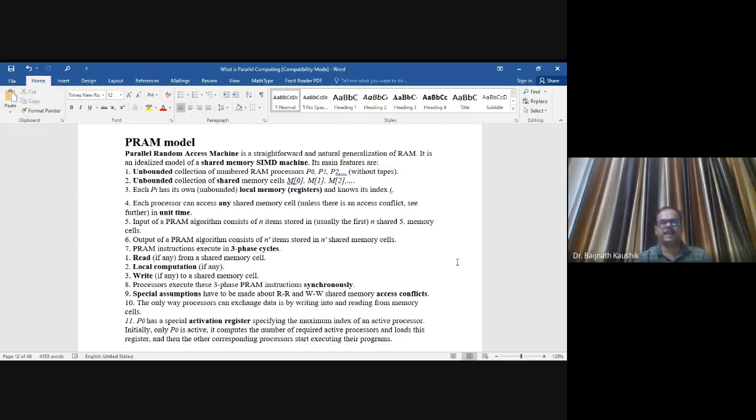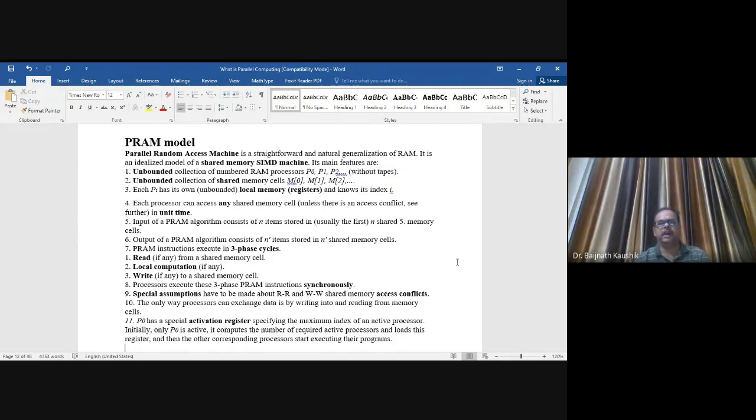So the parallel random access machine is a straightforward and natural generalization of the random access machine. It is actually an extension of the random access machine, and it is an idealized model of a shared memory SIMD, single instruction multiple data, machine. Its main features are as follows. It consists of an unbounded collection of numbered RAM processors.